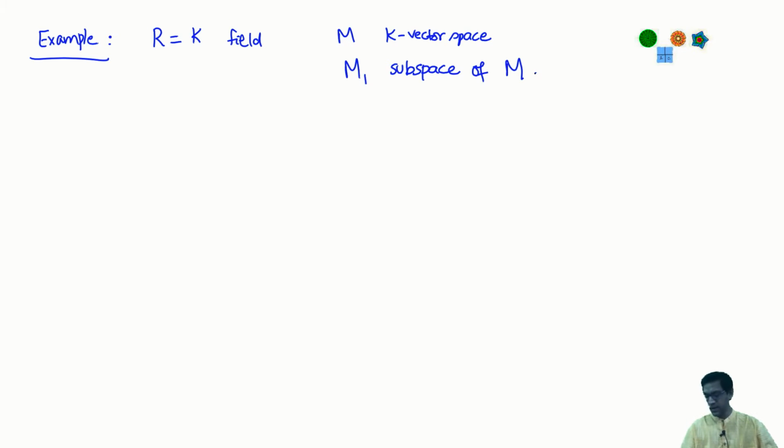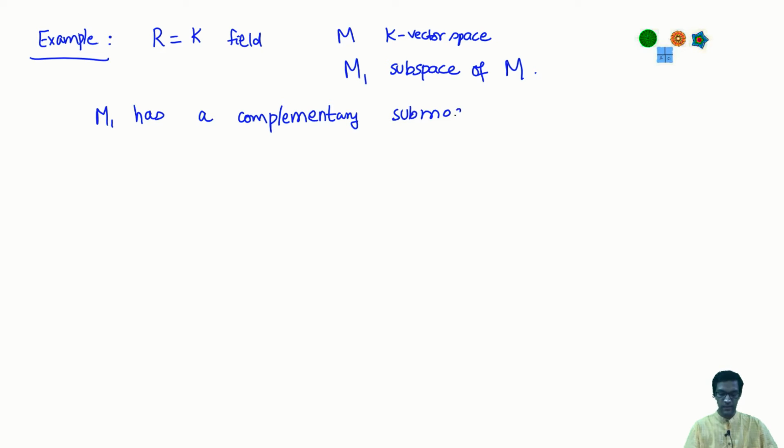In the case of vector spaces, or in the case when R is a field, the answer is always yes. M1 always has a complement. So the claim is that I can manufacture a complement for M1, as a complementary submodule. Why? Well, here's how we usually do this in vector spaces. It's probably familiar to you.